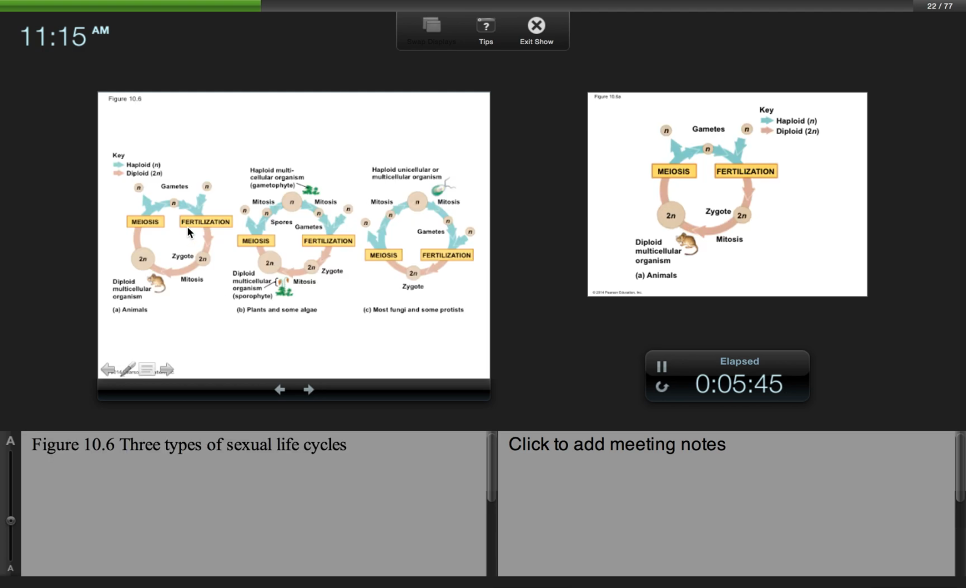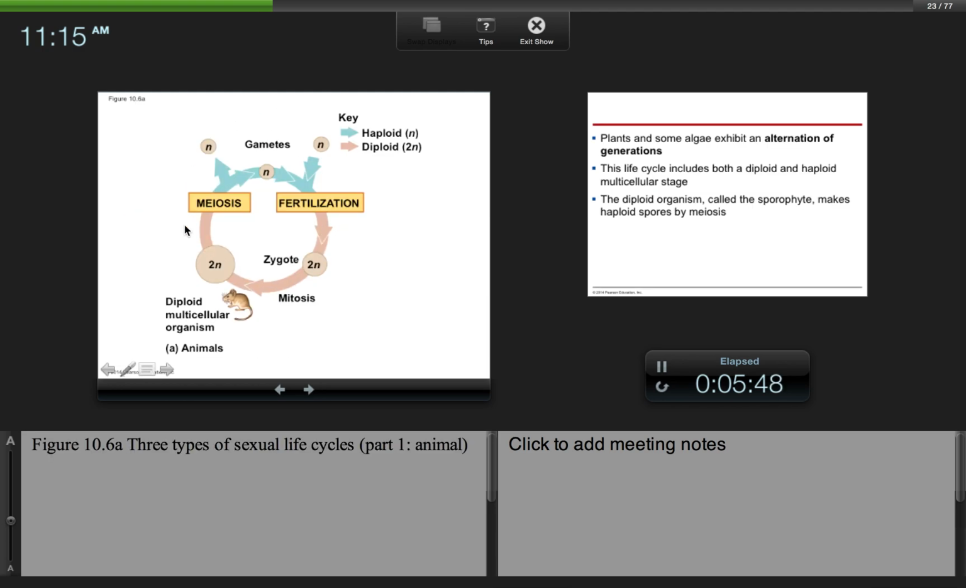So that's pretty much the same as the human life cycle. So here's an animal, a diploid multicellular organism, which is what we are.